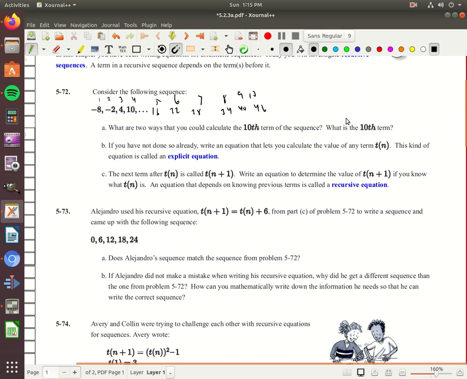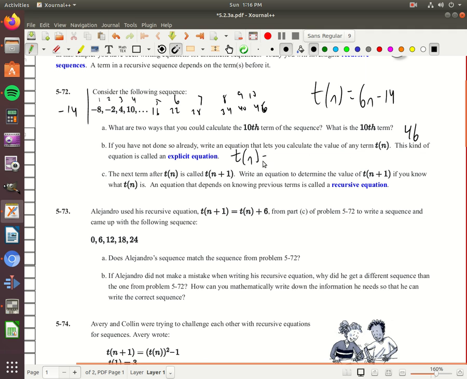The second way I could do it is I could just write the equation, right? We know that the 0 term would be -14, so I would get the equation t of n equals 6n minus 14. I could plug 10 in and get 60 minus 14 is 46. So either way, I would get that 10th term. And again, the 10th term is 46. If you've not already done so, write the equation.